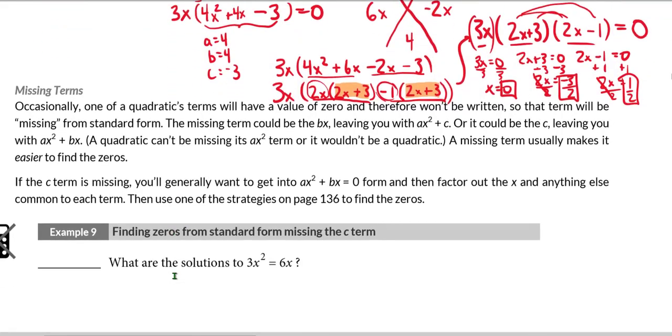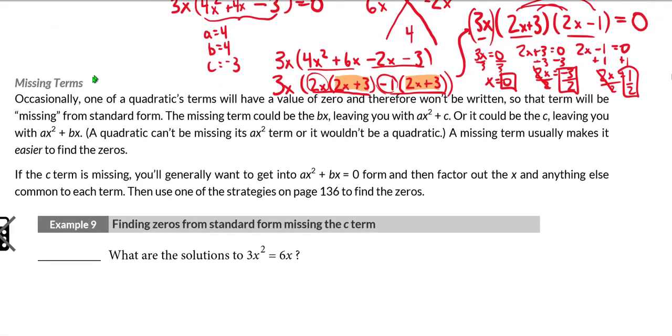Now, missing terms. We've been dealing primarily with trinomials, with things that have an ax squared term, a bx term, and a c term. So the quadratic term, the linear term, and the constant term. But there is a chance that this guy has to be there, or else you wouldn't have a quadratic. And since we're talking about quadratics, we need that ax squared term. But it is possible that the bx term might not be there, or the c term might not be there.